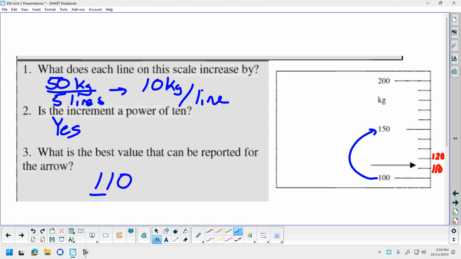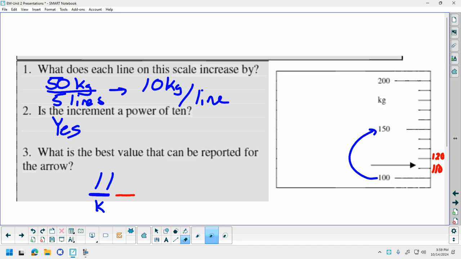We know the hundreds and the tens. I mean, my scale is fluctuating in the tens, 110, 120, 130. So since my scale is counting by tens, my next value place that I would estimate is this one spot. So the question is, it's not 110, what is it then?